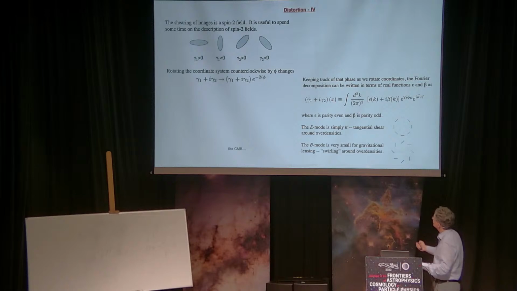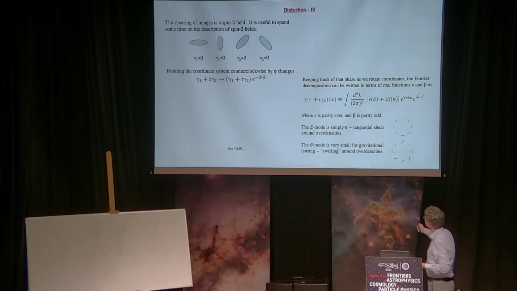And then what is this? Basically, shear can be decomposed in two modes. The E mode, which is the so-called tangential shear, describes the change of the images in this way. And this one is the B mode, which is not very important. We change the images in this way. It's called swirling around overdensity. Here you have to think as if there is an overdensity here, a little bit like the CMB.